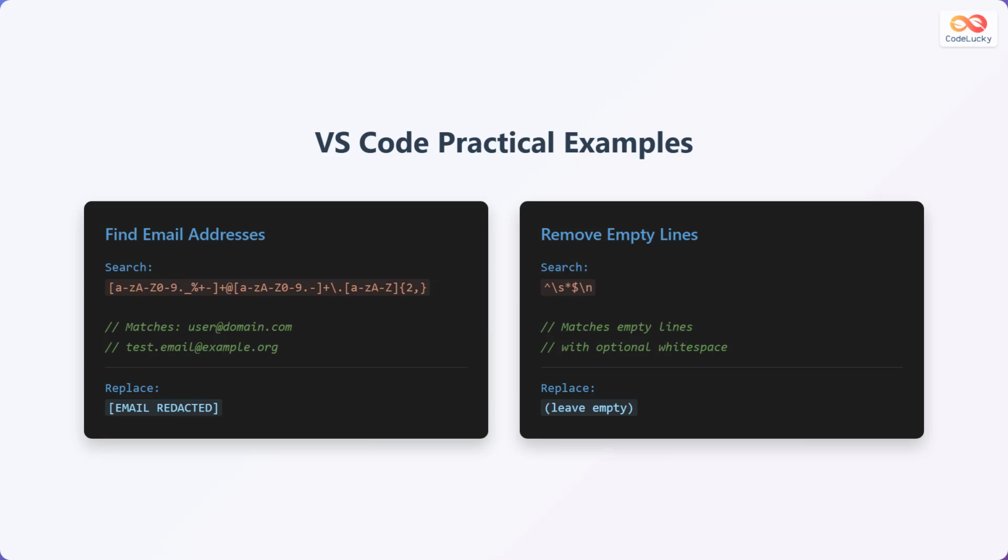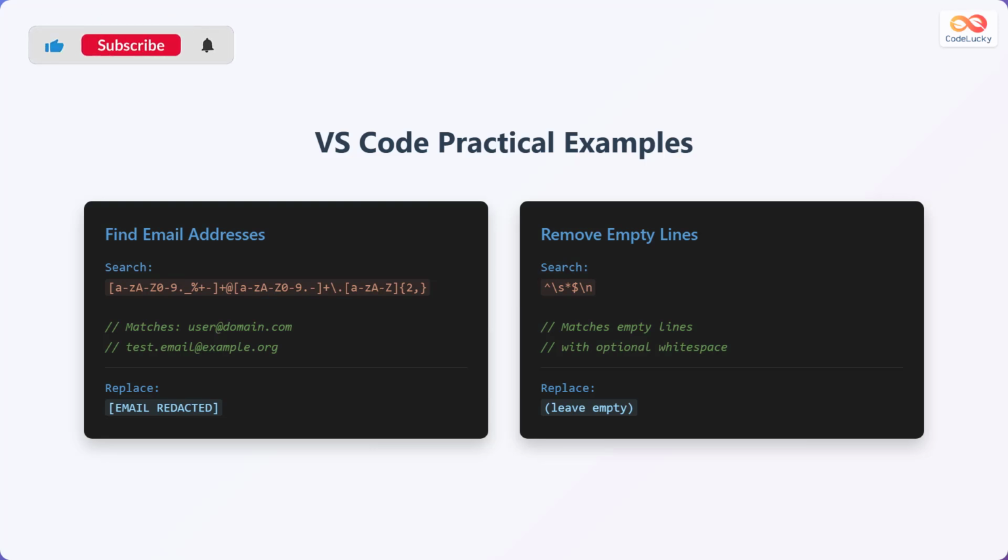VS Code practical examples. Here are a few practical examples of using regular expressions in VS Code. The first example is how to find email addresses. Use the following search pattern: [A-Z0-9._%+-]+@[A-Z0-9.-]+\.[A-Z]{2,}. This matches email addresses like user@domain.com or test.email@example.org. Then you can replace them with email redacted.